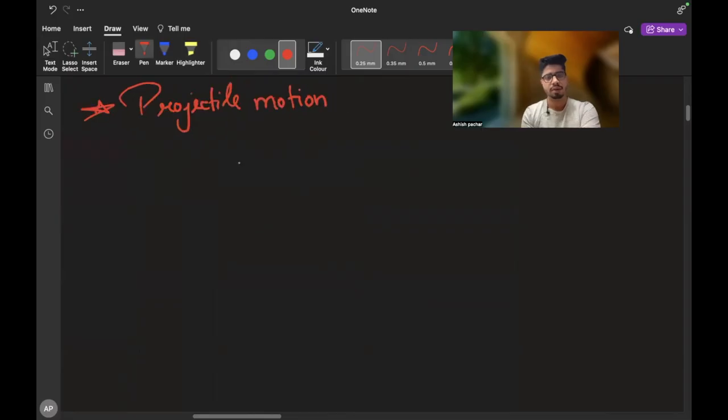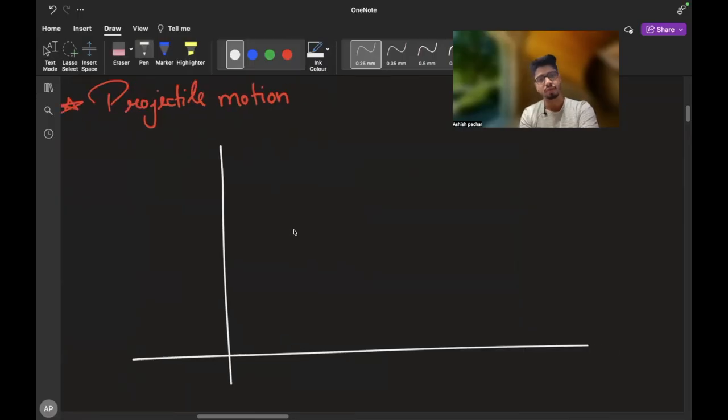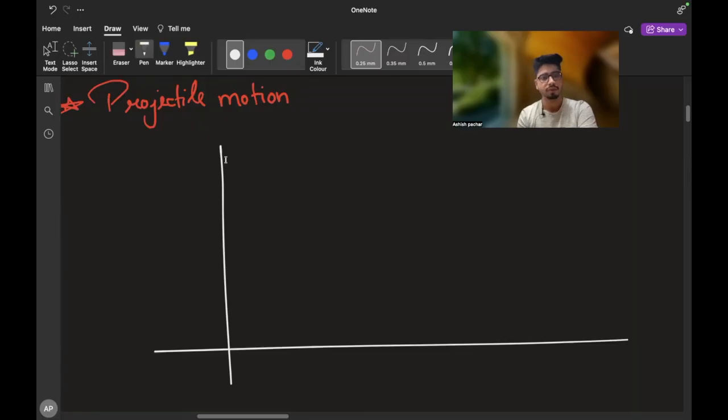So what is projectile motion under a gravitational field? If you throw any object, it is going to follow a parabolic path under the influence of gravity. So it is going to follow some kind of projectile motion, something like this.